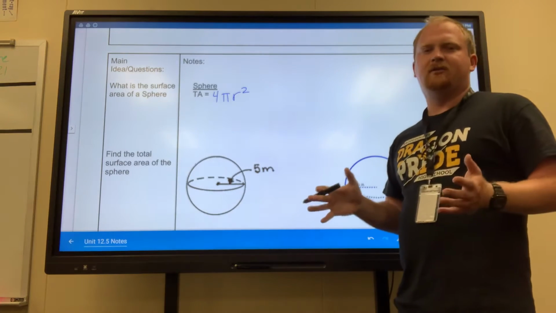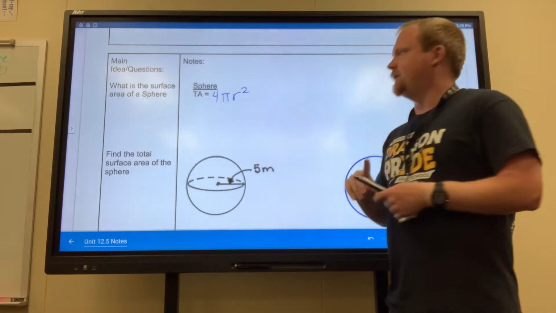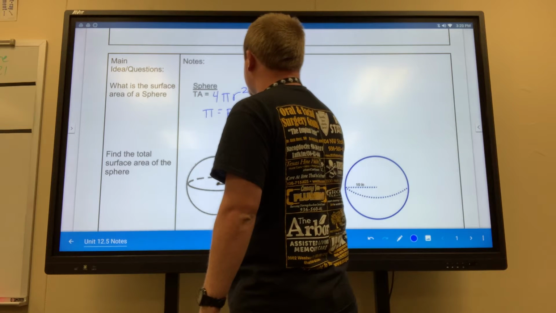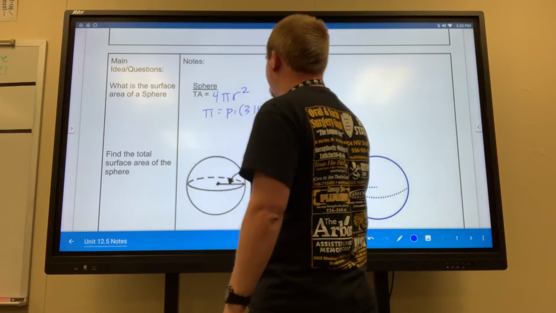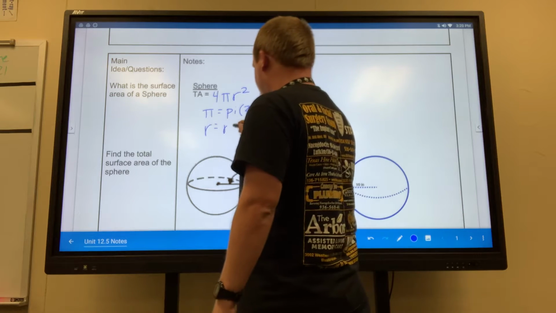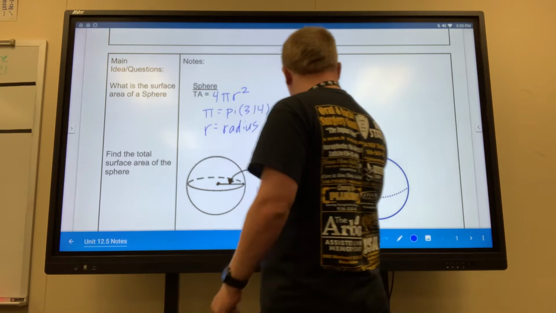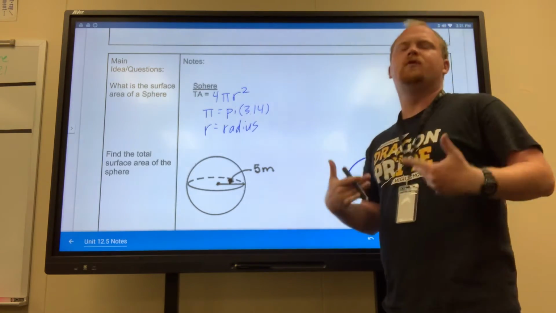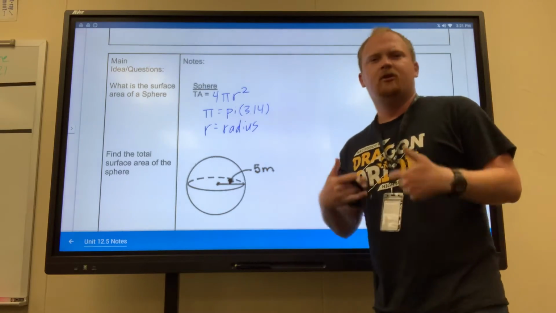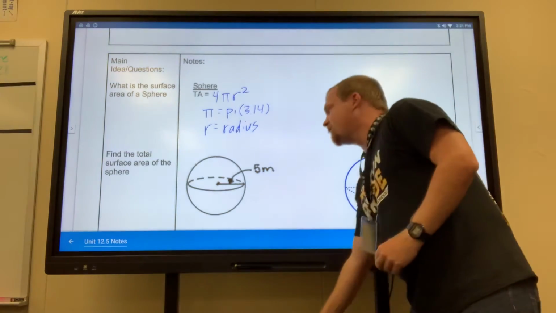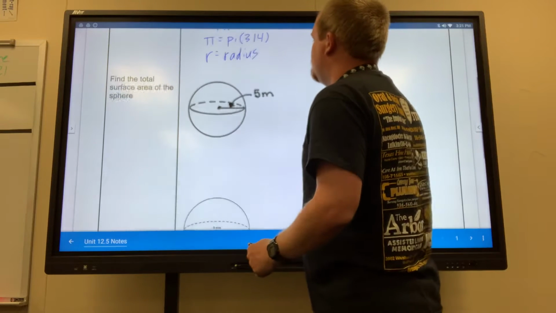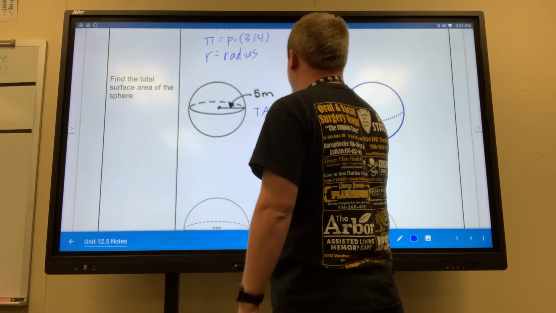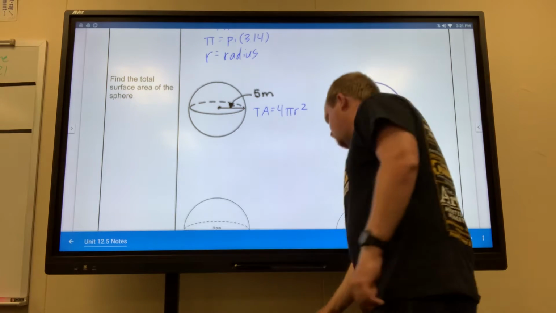Okay? That's basically it. 4 times pi, which is just the symbol pi, which remember is 3.14. And r is given as the radius. So it is important that we keep in mind that we have to look for the radius, not the diameter. Now, remember total surface area is 4 times pi r squared.